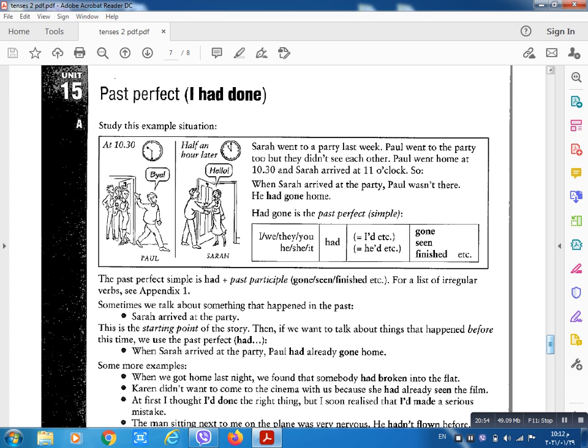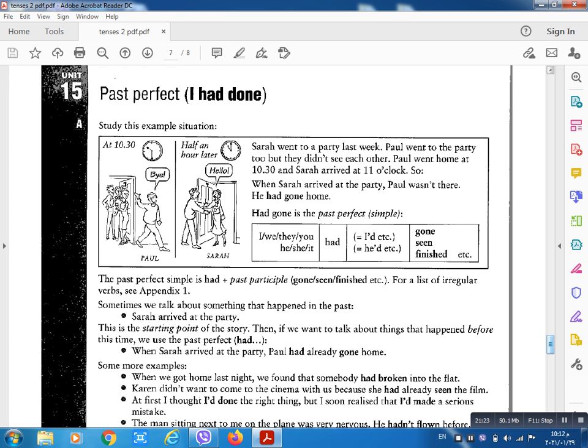Look, as far as the structure is concerned, what is the rule of past perfect? It is I had done. It means subject, whether I, he, she, it, etc., plus had, not have or has. Those were with the present perfect. Had, my only choice. Plus done, the past participle form of the given verb.